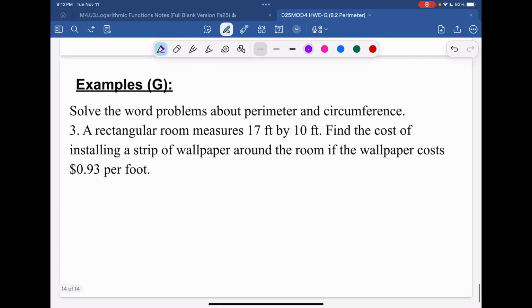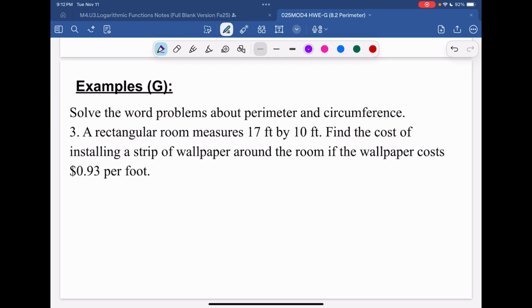Last one. A rectangular room measures 17 feet by 10 feet. Find the cost of installing a strip of wallpaper around the room if the wallpaper costs 93 cents per foot. So you've got a rectangular room, 17 feet by 10 feet, but we want to find the cost of installing just a strip of wallpaper around the room, and it's 93 cents per foot. So the first thing we want to do is figure out how much we're going to need. So that means we're going to figure out our room is rectangular and it's 17 feet by 10 feet.